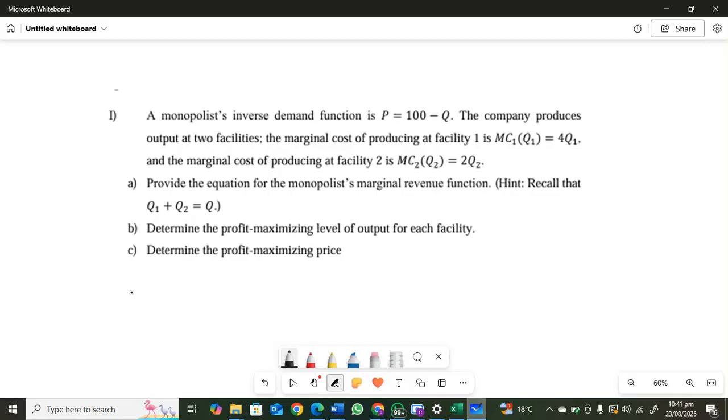All right, as I said, for this one, you can just use the shortcut like this, okay? Remember, total revenue is price times quantity. So here's 100 minus Q multiplied by Q. Okay, so total revenue is going to equal 100Q minus Q squared.